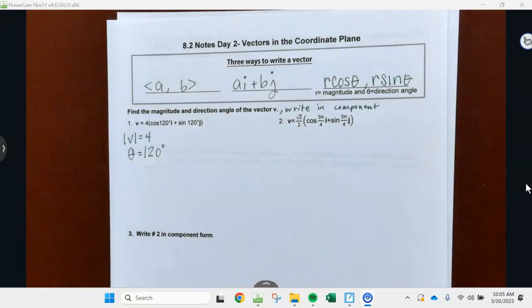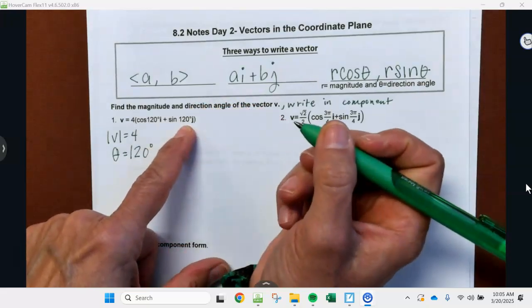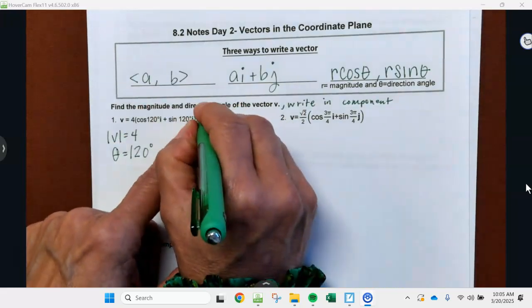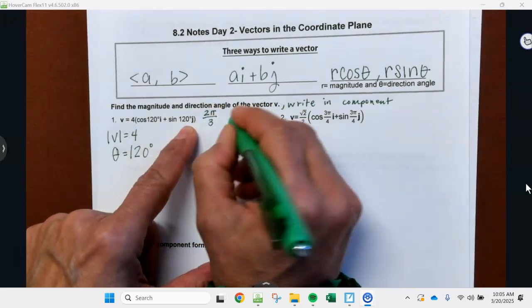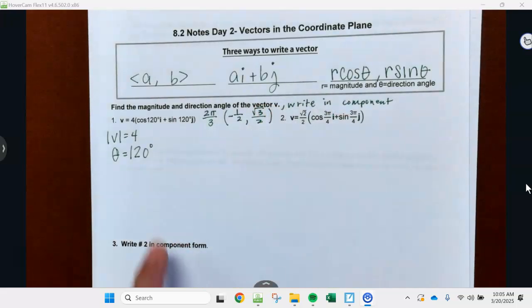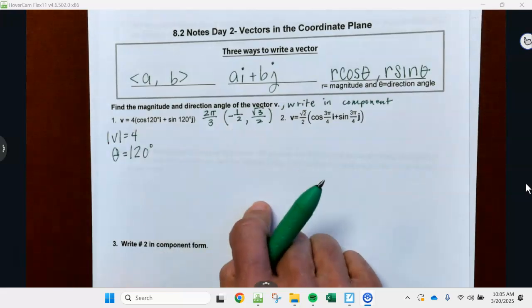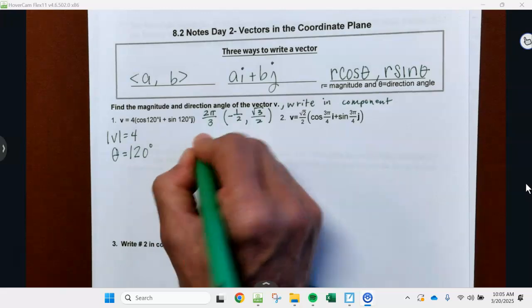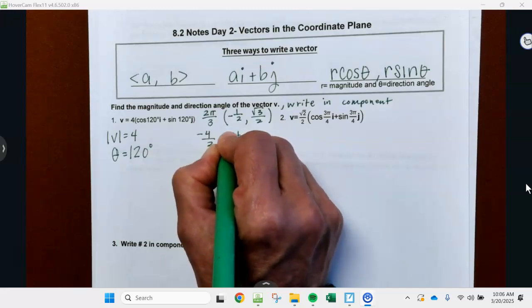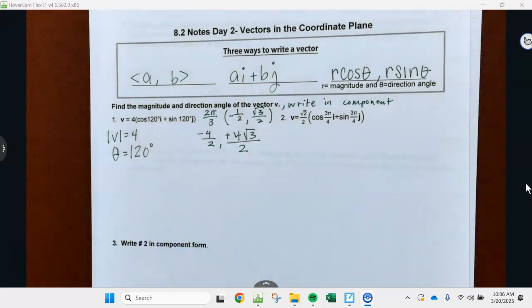So here's how we turn this into component form. What we're going to do is write the ordered pair for 120 degrees and then just multiply by 4. That's all we do. So 120 degrees, remember that's 2 pi over 3. And remember, your x value is going to be negative. Your y value stays positive. So I'm going to distribute that 4 to a negative 1/2 and then distribute 4 to a positive root 3 over 2. So when I distribute the 4, it's negative 4 over 2, comma, positive 4 root 3 over 2. And then just simplify 4 over 2.